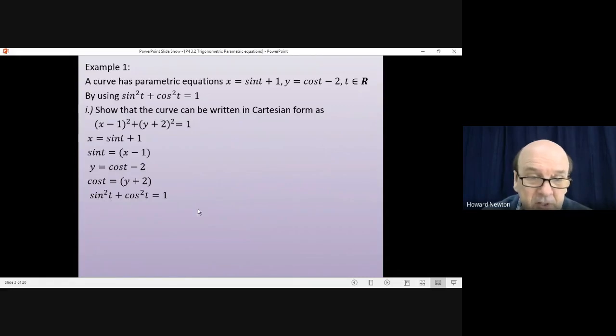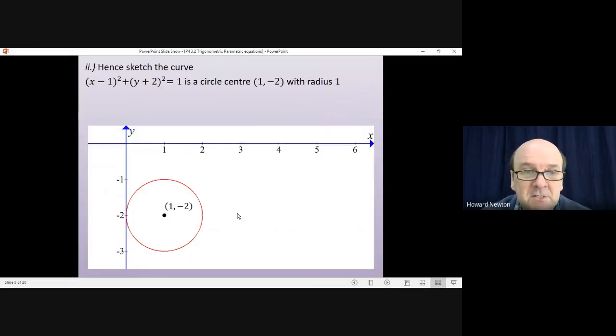So substituting those values in gives us x minus 1 squared plus y plus 2 squared is equal to 1, which is what we were hoping to get. And then part 2 asks us to sketch the curve. Well, x minus 1 squared plus y plus 2 squared equals 1 is a circle with center (1, minus 2) and radius 1. It'll look like that, just touching the y-axis there at minus 2.